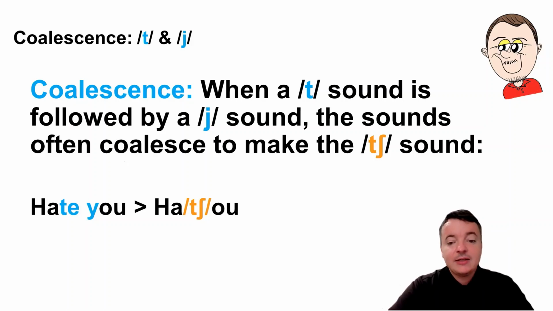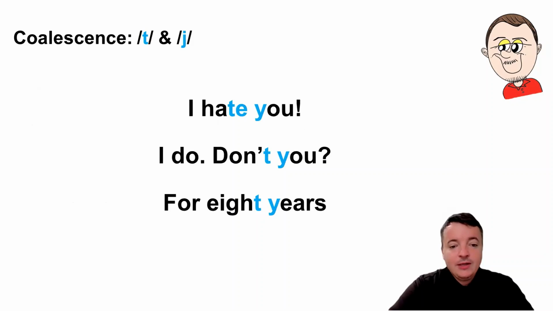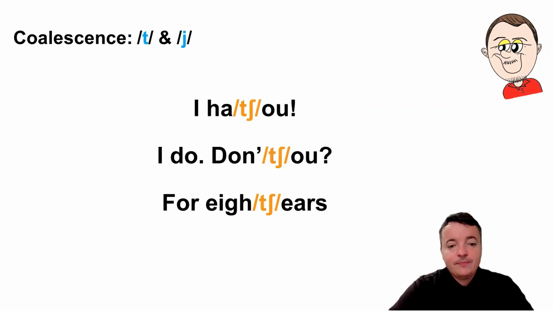For example, hate you, hate you. So those three examples from before, hate you, don't you, 8 years, they become hate you. I hate you. I do. Don't you? For 8 years. Okay, so this is super common. And it's really natural and it's a big part of connected speech.